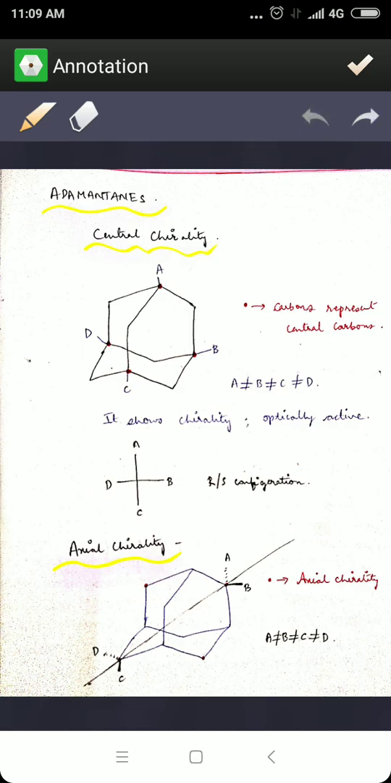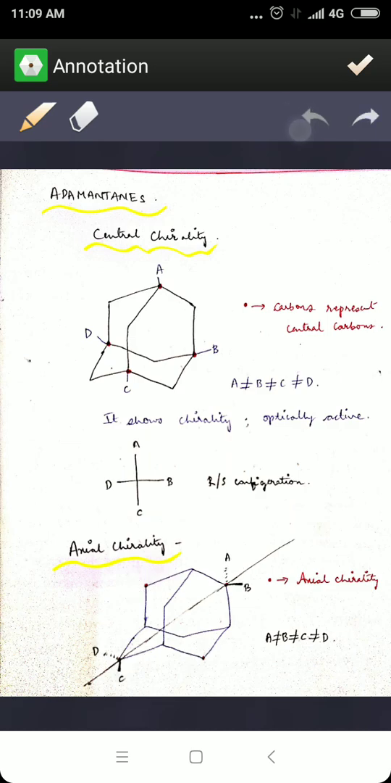Now, when you come to axial chirality, you can see that there can be an imaginary axis which we can draw along the two carbon atoms which are axial to each other. So first, let me tell you the axial carbons here. The ones which are not bridged, they are the axial. That is, the remaining carbon atoms apart from those which exhibit the central chirality constitute the axial chirality. That is, this is 1, 2, 3 and 4. So these four carbon atoms, as I've marked in red, are the axial carbons, and they exhibit the axial chirality.